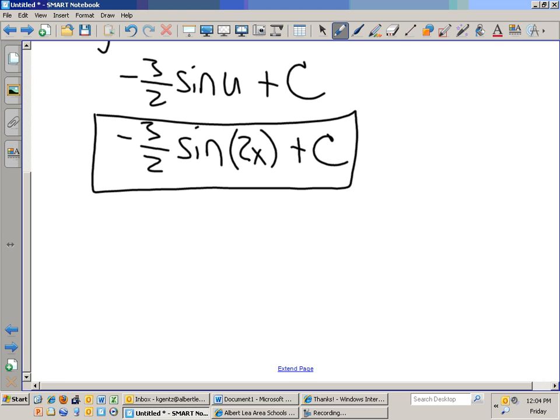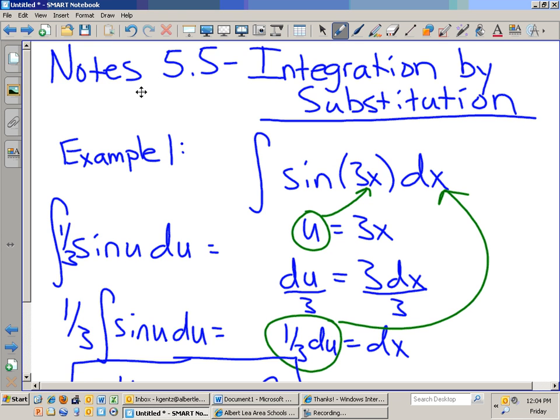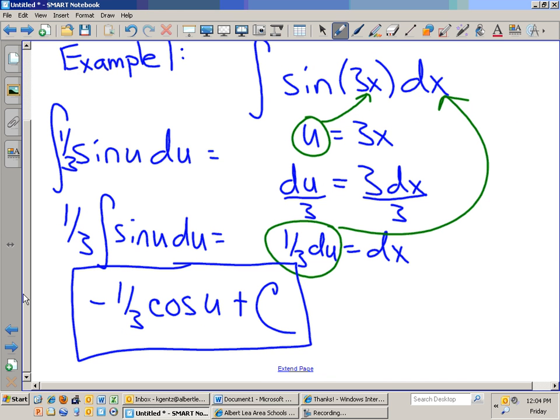So the first example, if we just simply look back at it, my apologies. At the end, this is correct. It's cosine of u. But what we should do is we need to put our substitution back in, namely 3x.